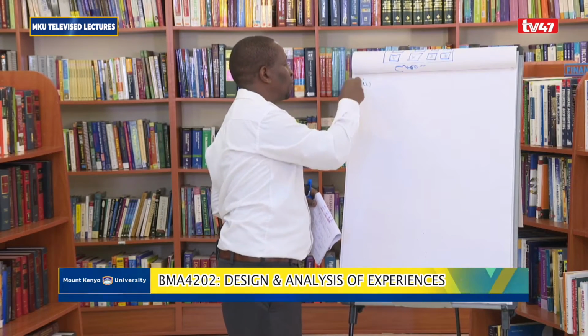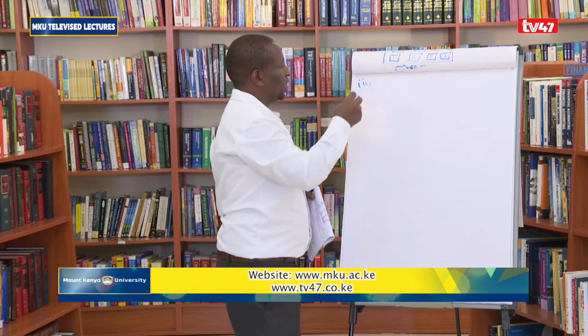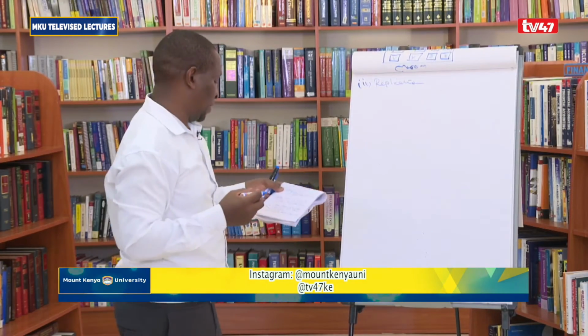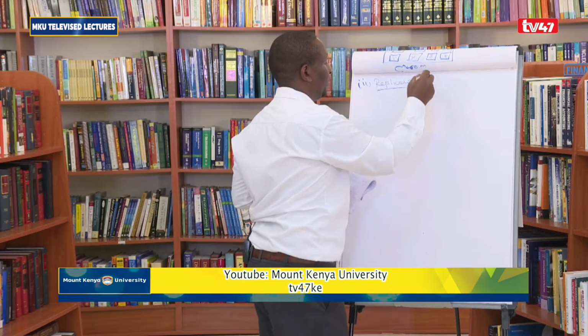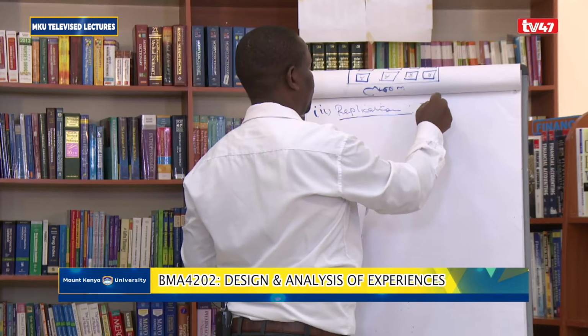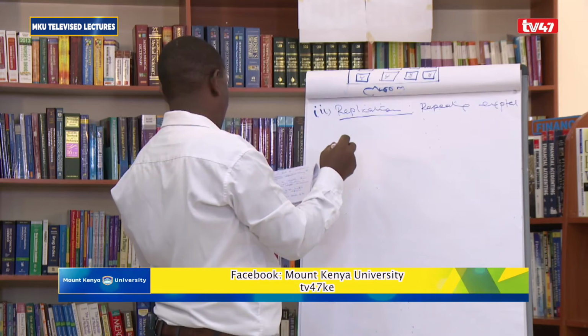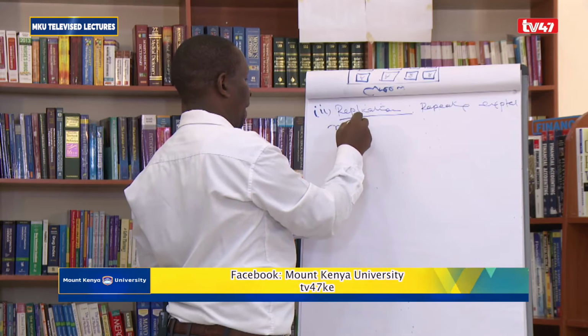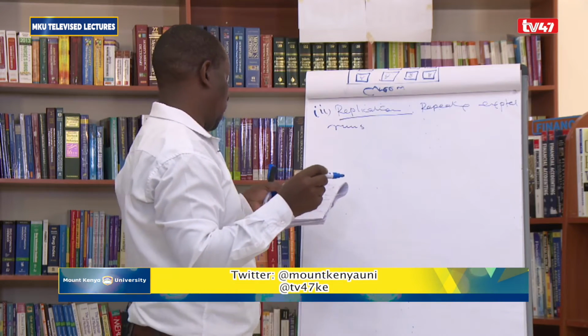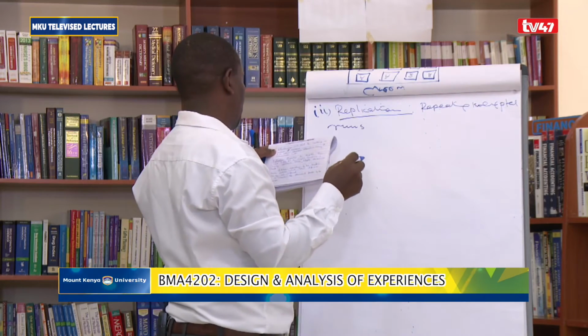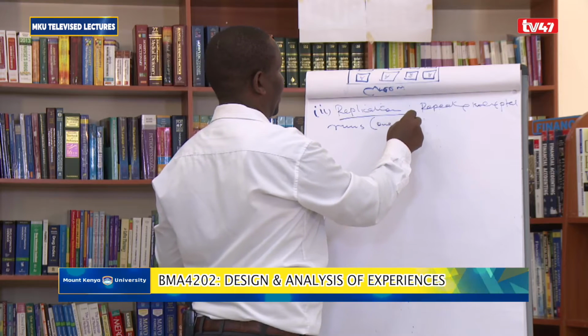What is replication? Replication is another attribute of a good experiment. Replication is simply a repetition of a whole or a complete set of experiments. This is repeating the experiment, one entire set.